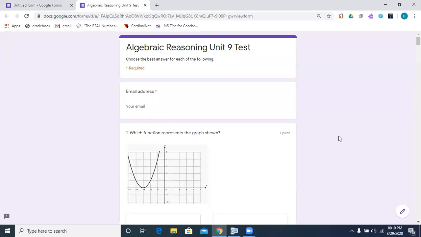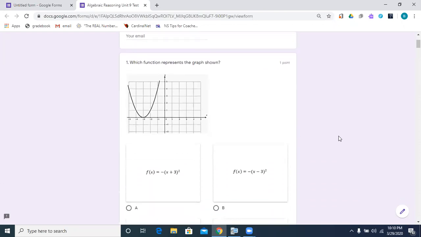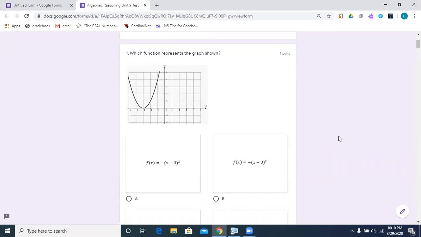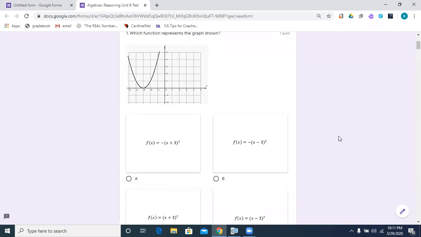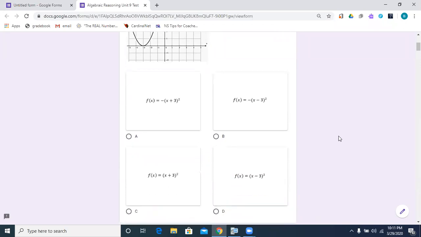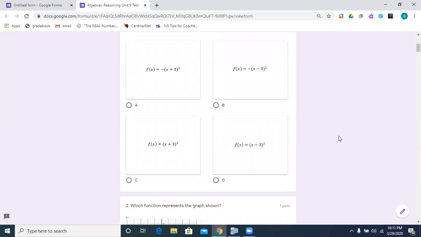Number 1. Which function represents the graph shown? A, f of x is equal to negative (x plus 3) squared. B, f of x is equal to negative (x minus 3) squared. C, f of x is equal to (x plus 3) squared. D, f of x is equal to (x minus 3) squared.